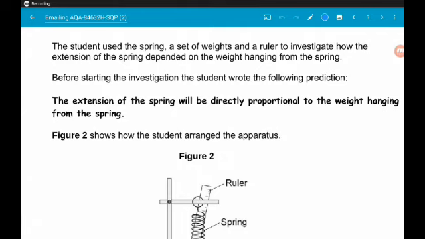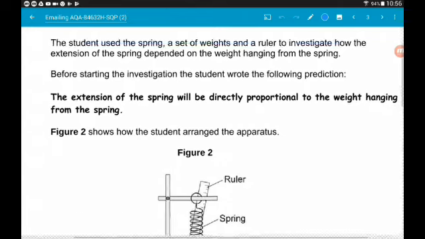Then we're told the student used a spring, a set of weights and a ruler to investigate how the extension of the spring depended on the weight hanging from the spring. Before starting the investigation, the student made the prediction that the extension of the spring will be directly proportional to the weight hanging from the spring. Seems logical.